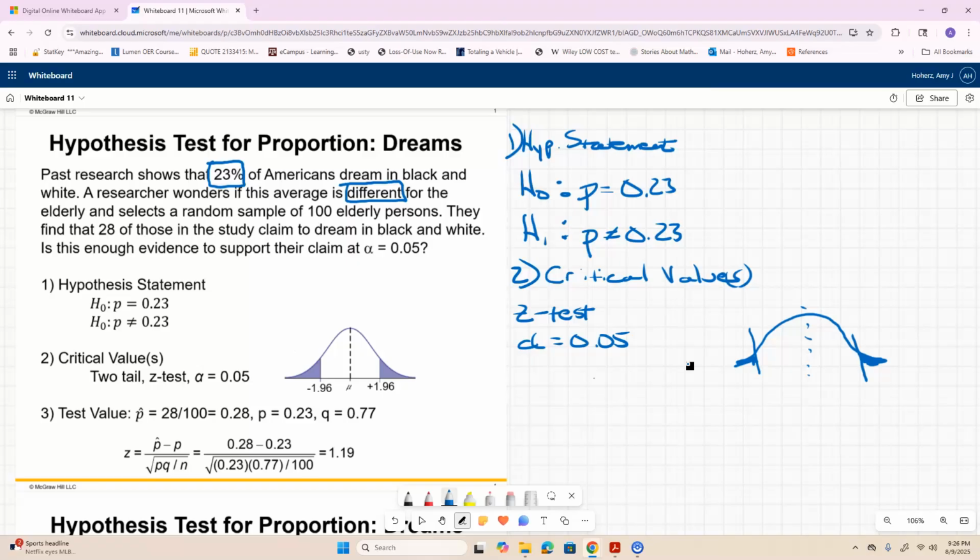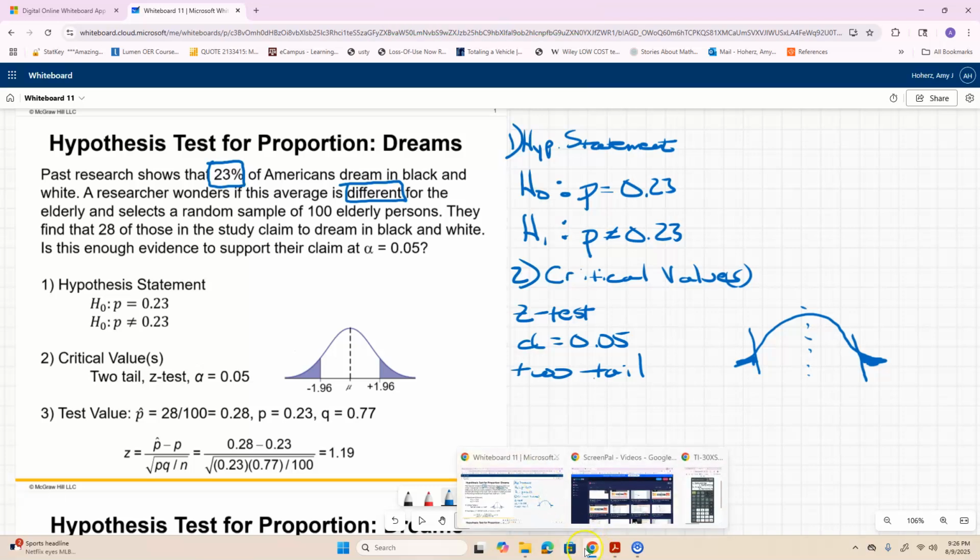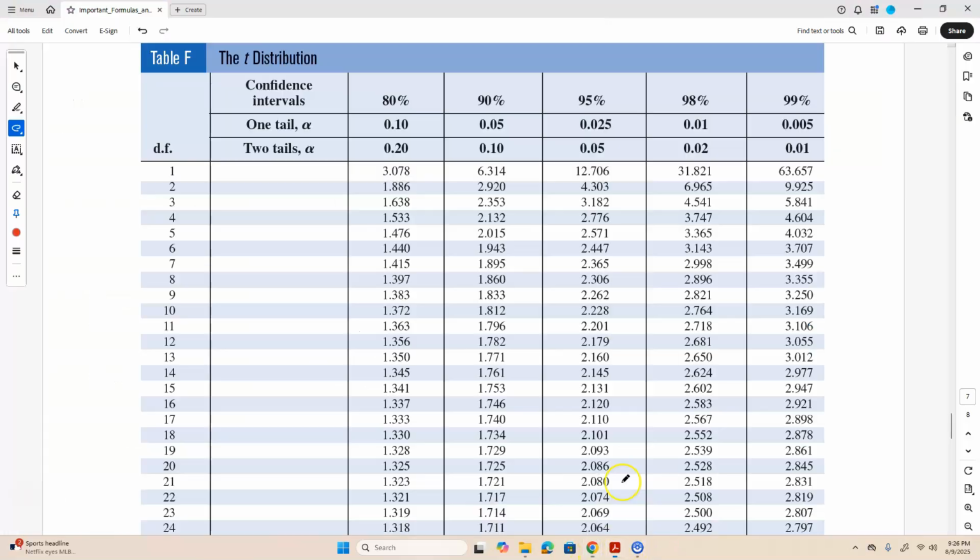And we're doing a two-tail test. So we're going to go to our chart, and we're going to look at two-tail 0.05. Okay, so two-tail 0.05, and we're doing a Z-test, so no degrees of freedom.